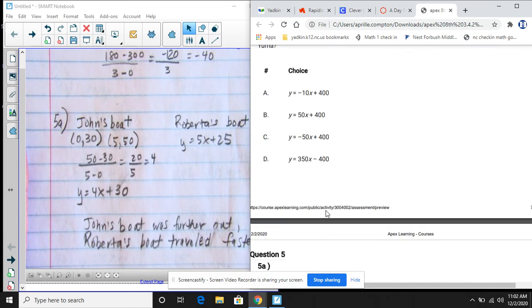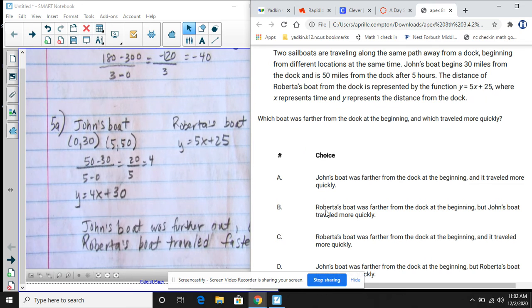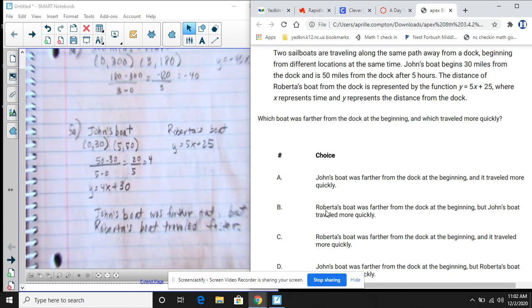Number 5A. 2 sailboats are traveling along the same path away from a dock, beginning from 2 different locations at the same time. John's boat begins 30 miles from the dock and is 50 miles from the dock after 5 hours. The distance of Roberta's boat from the dock is represented by the function y is equal to 5x plus 25, where x represents the time and y represents the distance from the dock.